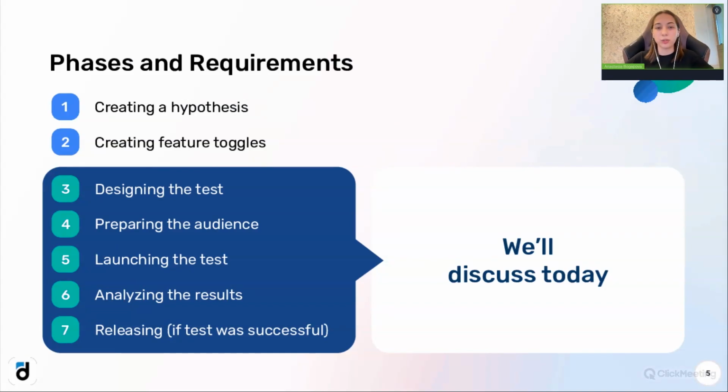We're starting with setting up a clear hypothesis. It's really crucial to get this right. It should be straightforward and testable. For example, if we add a scheduler with reminders to the app along with customization, we will see an increase in our retention rate. It's a good enough hypothesis. Once we have our hypothesis, we will develop the feature, organize the test, prepare our audience, launch the test, and finally analyze the results. All these topics we will discuss today. And at the end, if our test shows positive results, we will roll out the feature to all users.